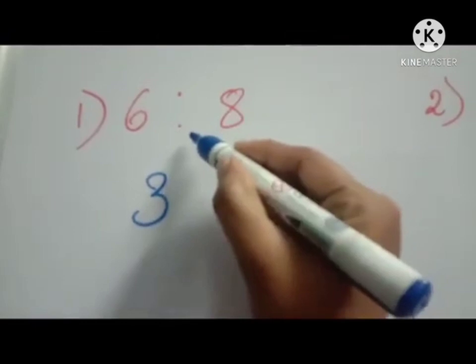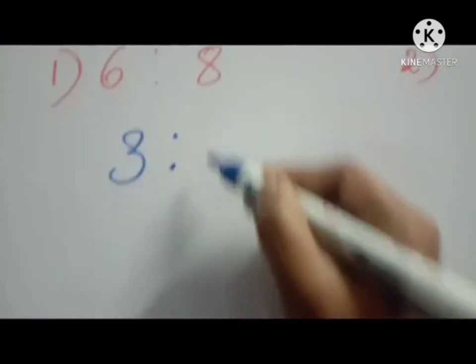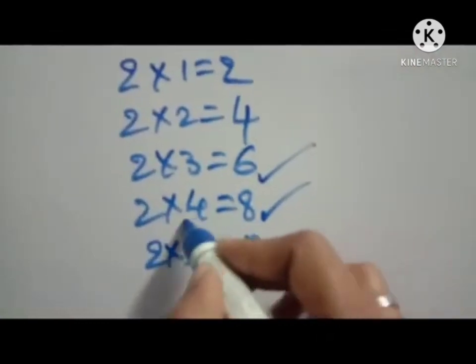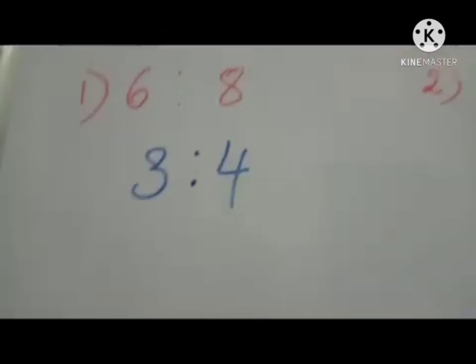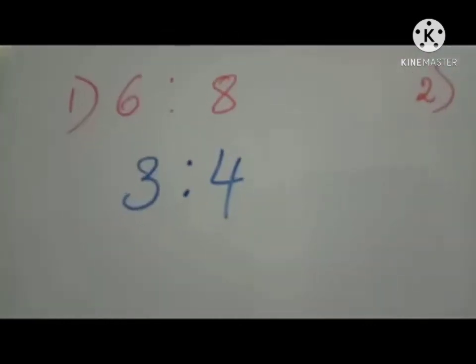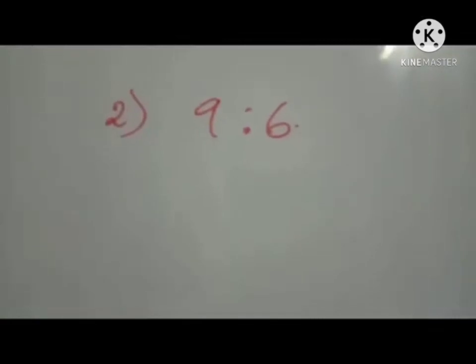Again, what is the symbol of ratio? Is to. Keep that symbol. And again 8 is there. How many times is 8 there? 4 times. So write here 4. What is the lowest term here? 3 is to 4 is the lowest term. And afterwards see the second question.